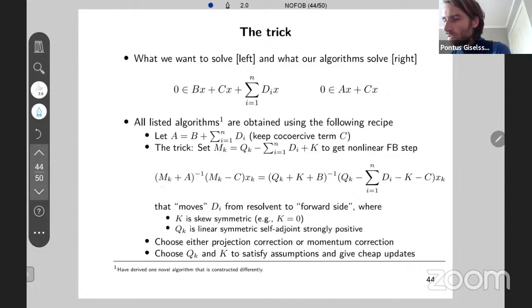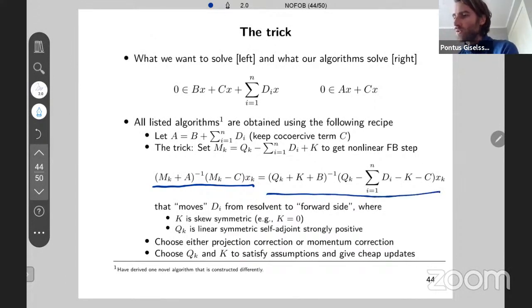we see that the nonlinear forward-backward step that looks like this can be evaluated in this form. Even though A involves B and D inside the inverse, this operation can be difficult if we have lots of summands here. But by subtracting everything, we see that in MK plus A, we first add all these D's in A, and then we subtract them using M. What happens then in practice is that we move all the Di's from inside the inverse, from the backward part to the forward part, which means that we only need to evaluate the Di's by applying them to xk. We do not have to evaluate them inside this inversion or this resolvent. That may be very difficult.